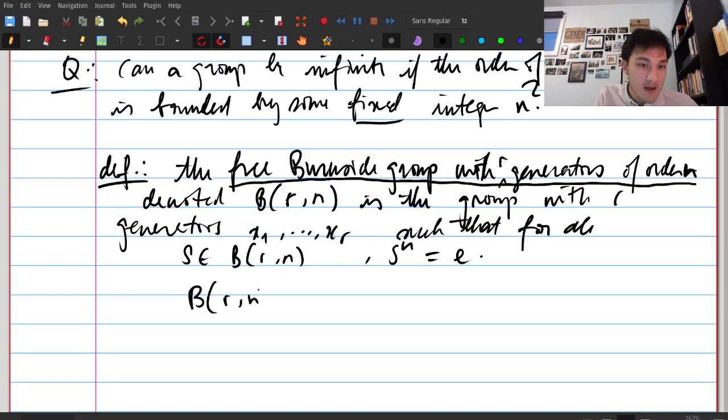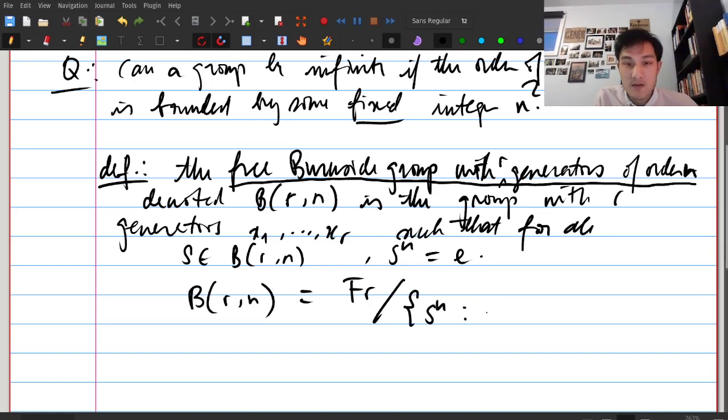So B(R,n) is actually the free group. The free group is just if you have all these R generators and you take any combinations of them. Of course, inverses cancel each other out and stuff like that. And so it's the free group, but we mod out by the condition that s to the n should be equal to e, where s is in F_R.